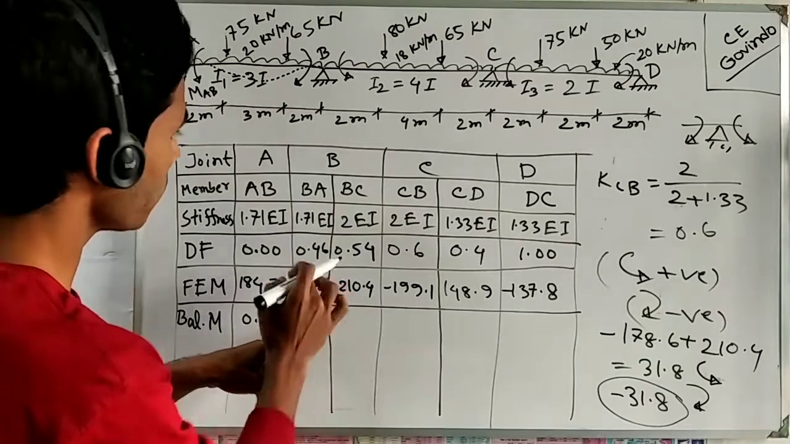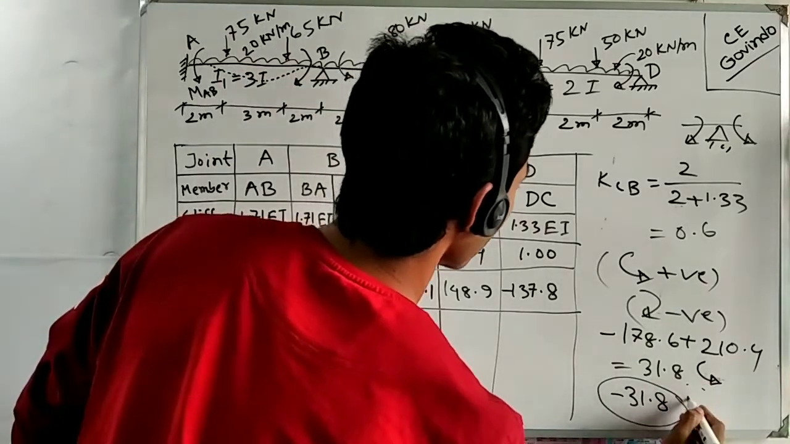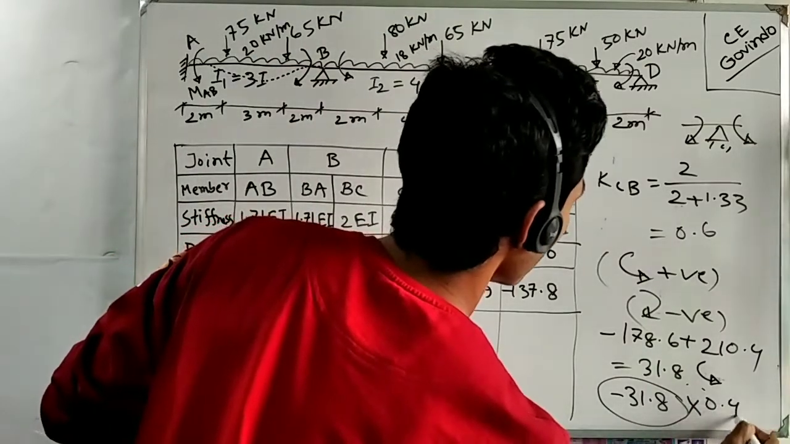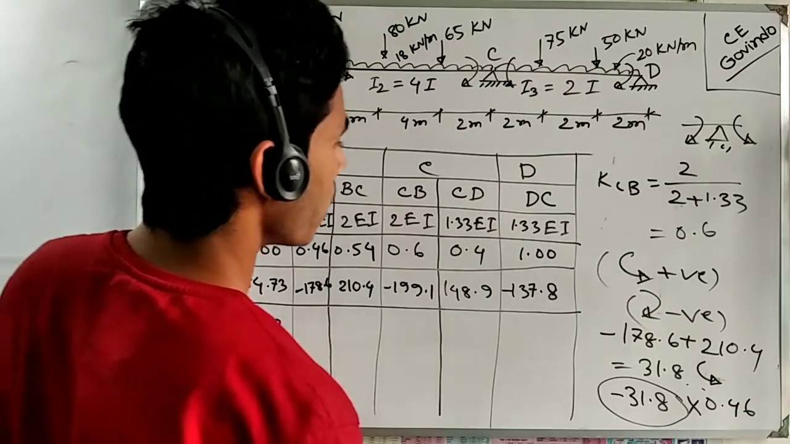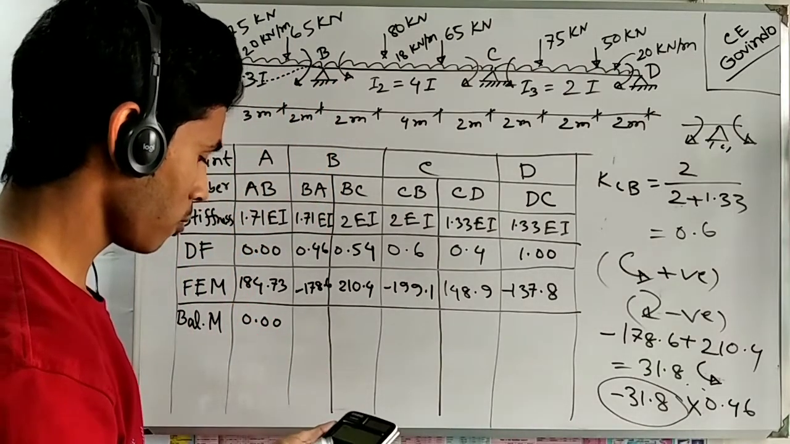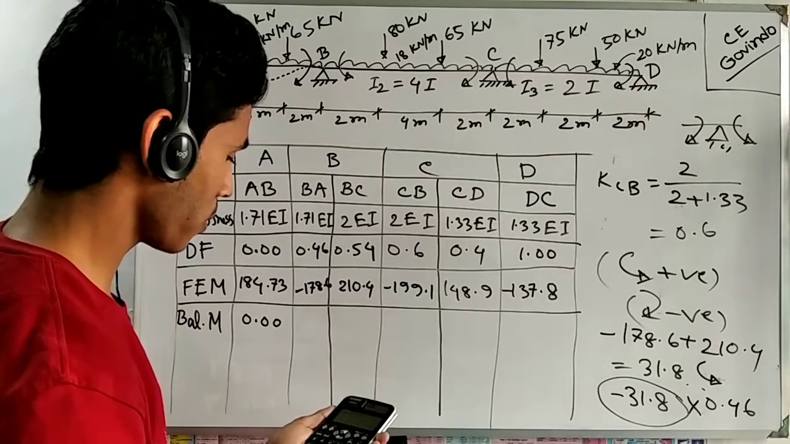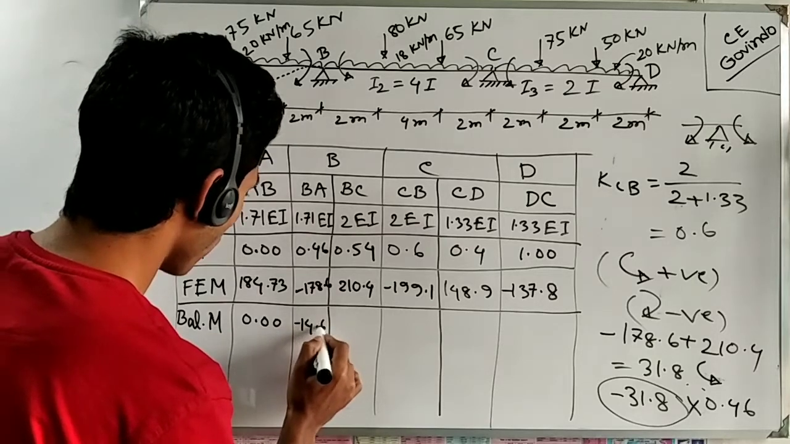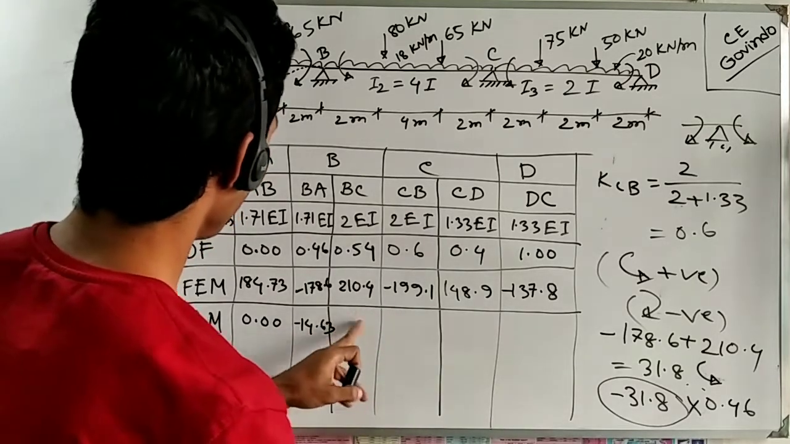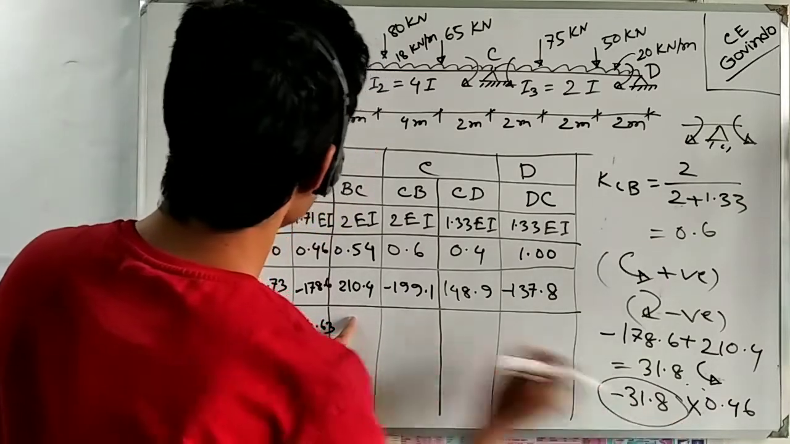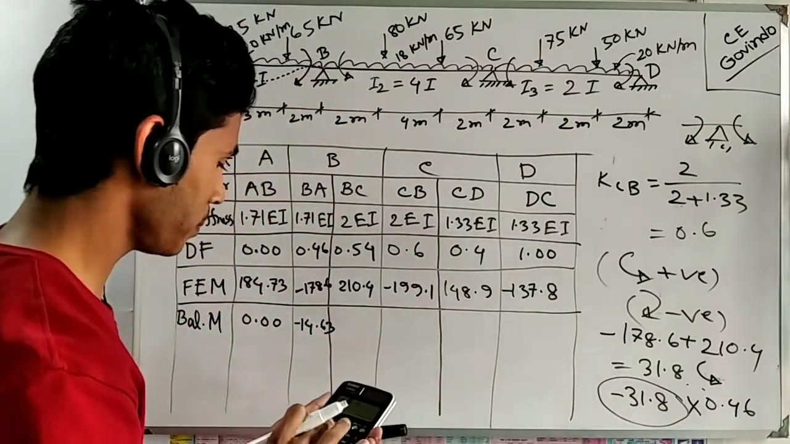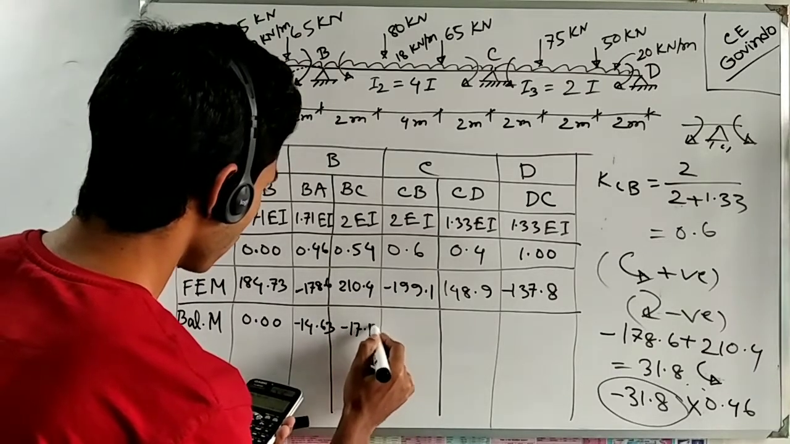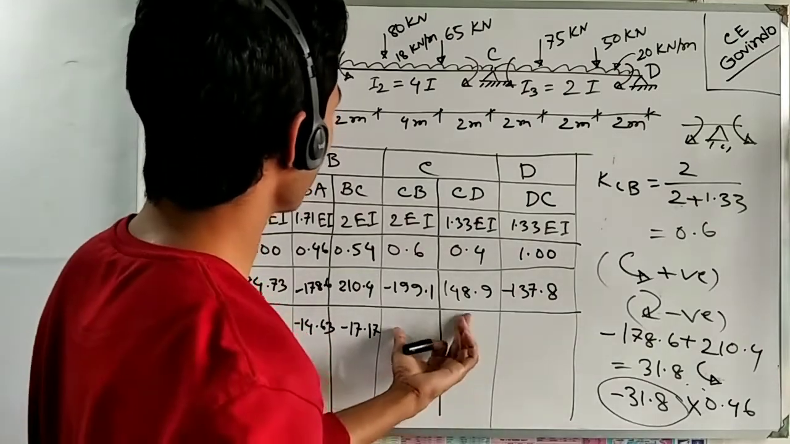Then what will be the portion of this member? Minus 31.8 times the distribution factor of this member, which is 0.46, and it will give us minus 14.63. And at this point it will be minus 31.8 times 0.54, and it will be minus 17.17. Similarly, we need to distribute the moment of this joint.